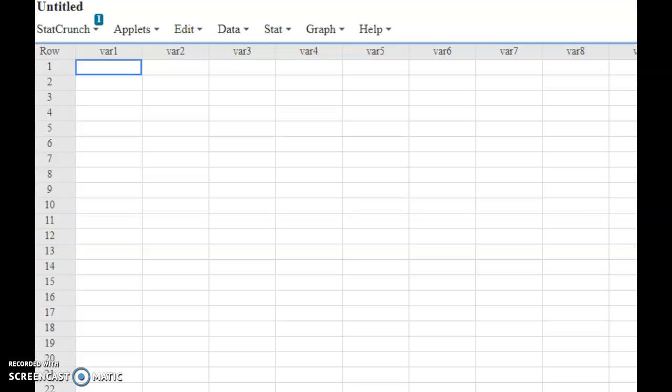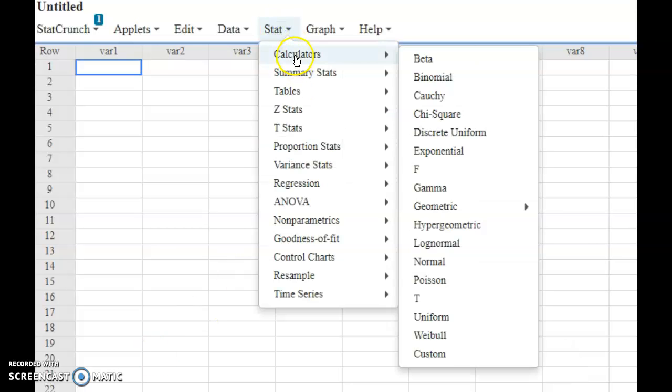Here's a separate little video to show you how to do the same type of problems on StatCrunch. So the first question was asking us to find the probability that a z-score is less than negative 1.42. For that, we can go to Stat, Calculators, and Normal.